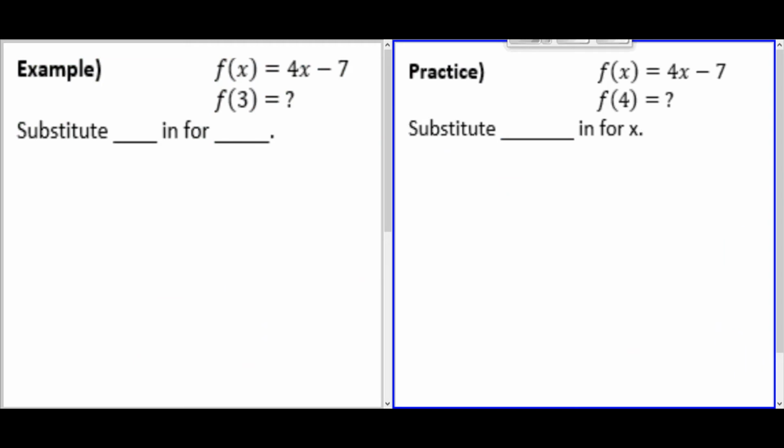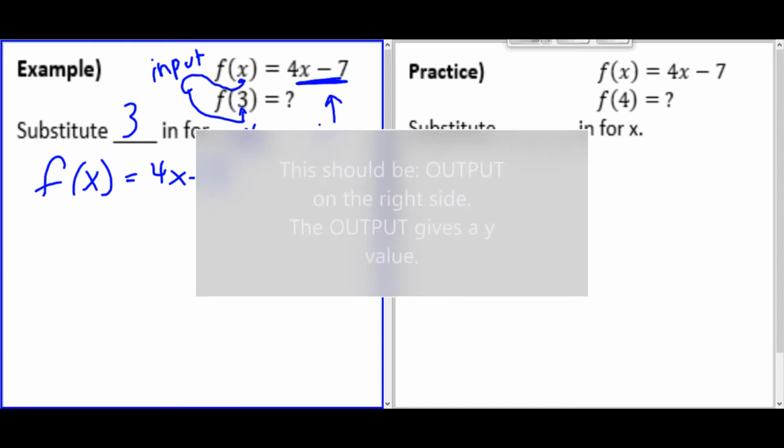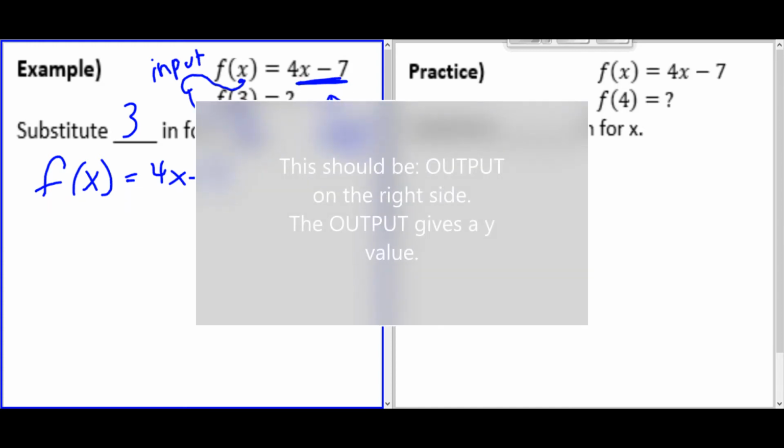So let's see an example where we use function notation. So f of x equals 4x minus 7, and they want you to find f of 3. Well, here's x. Remember, x is the input, and I'm given an x value, so I'm given 3. So I'm given my input. So I'm going to substitute 3 in for x. So what this would look like is this. I'm going to write down my function: f(x) = 4x - 7. Remember, this side is your input. This is going to give you a y value.